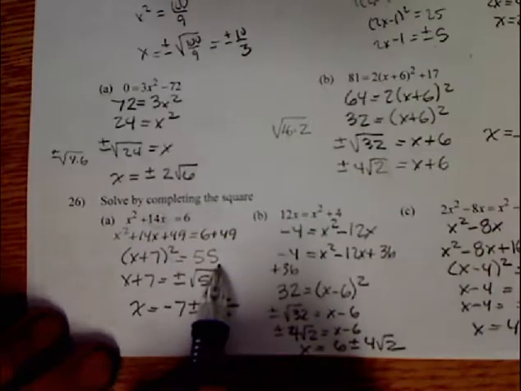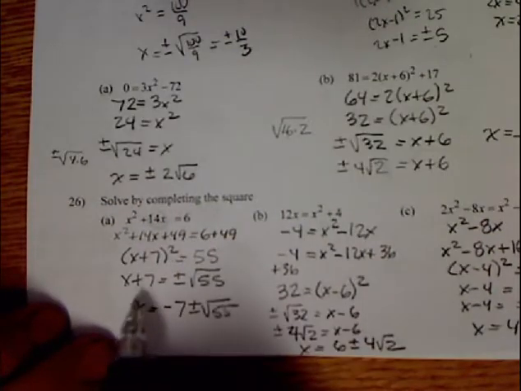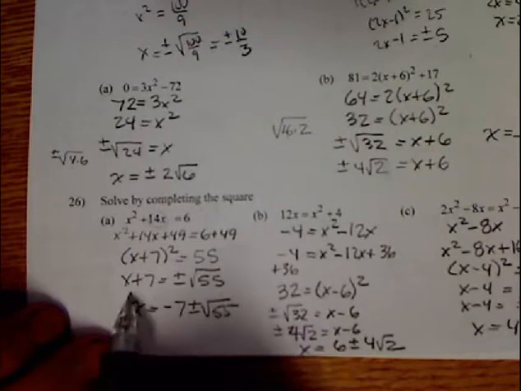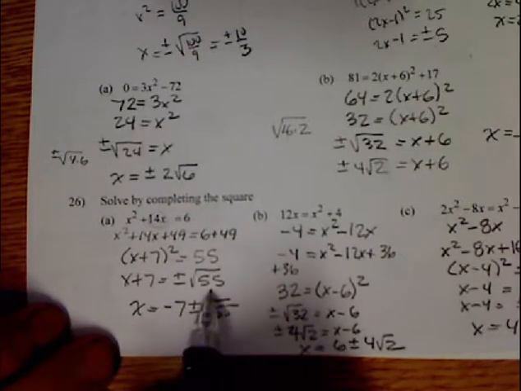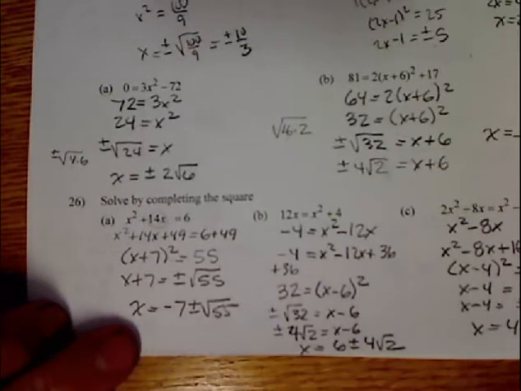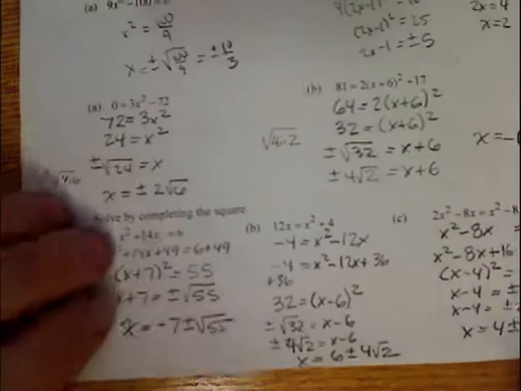Now it's like the problems above. Take the square root. I get plus or minus the square root of 55. X plus 7 equals that. This doesn't simplify. That's 5 times 11. So we got negative 7 plus or minus the square root of 55.